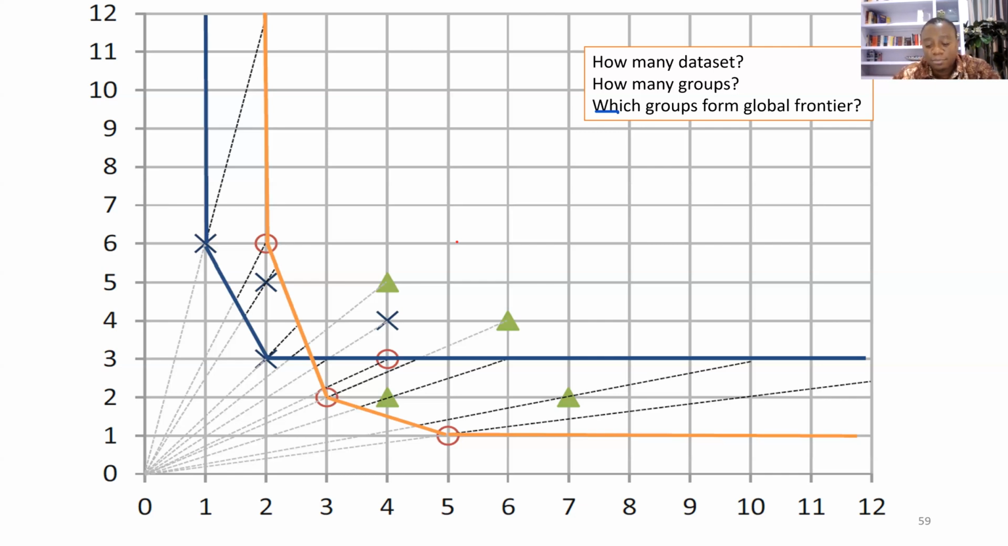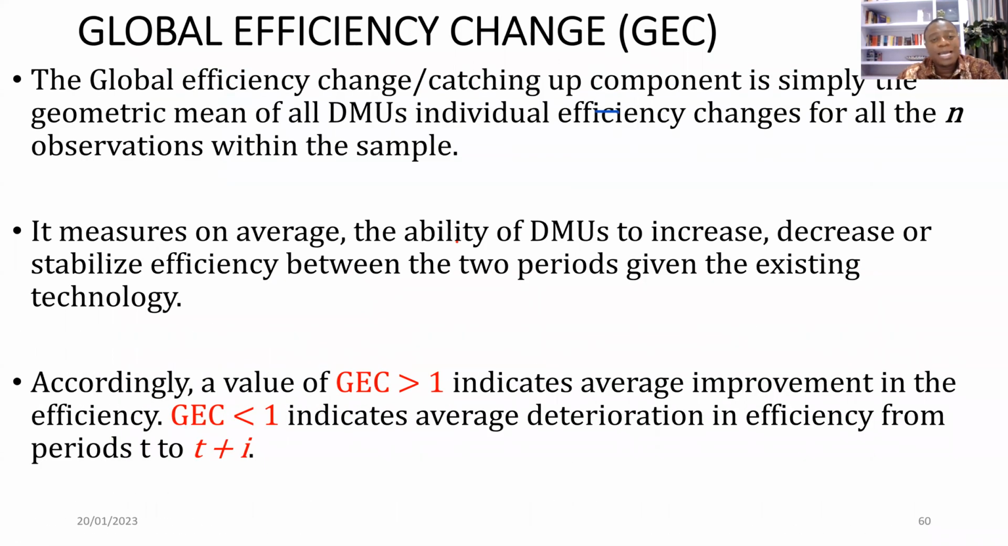Okay. Thank you. So even though there will be several ones, and you're going to see that in the practical session, you are dealing with 2 at a time, 2 at a time, 2 at a time. Okay. Now, that is the global frontier shift.